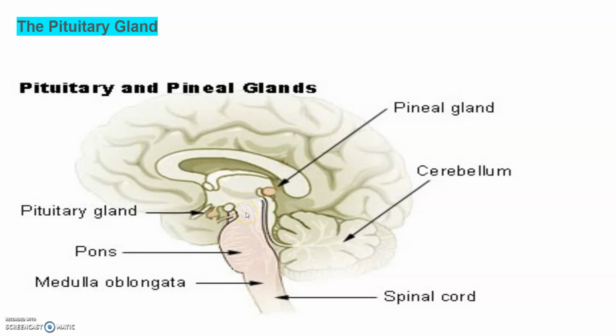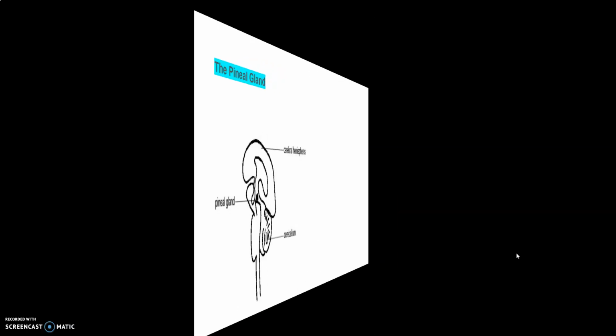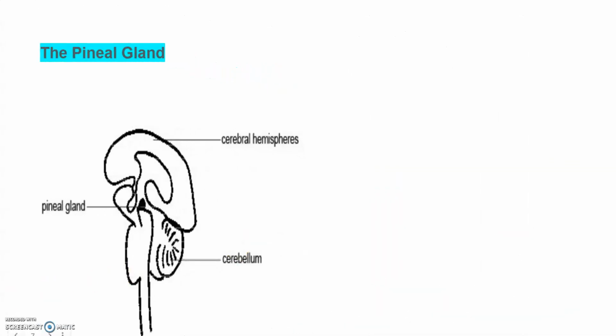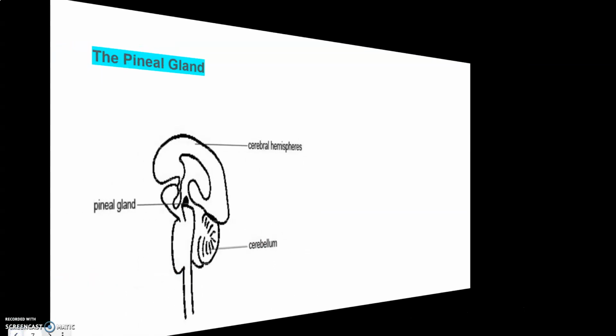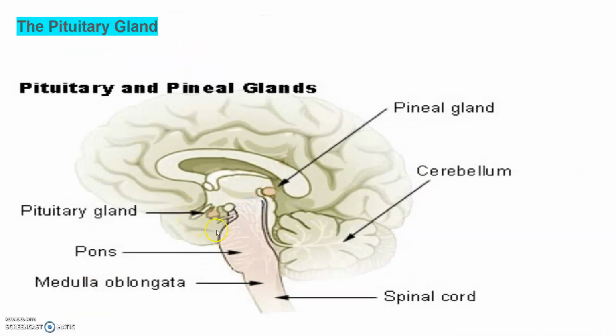Now it is divided into two parts. One is adenohypophysis and the second is neurohypophysis. So the pituitary gland has got two parts. One is adenohypophysis and another is neurohypophysis. The adenohypophysis consists of two portions, which are called pars distalis and pars intermedia.